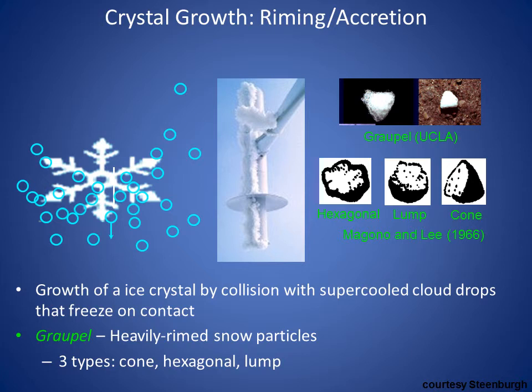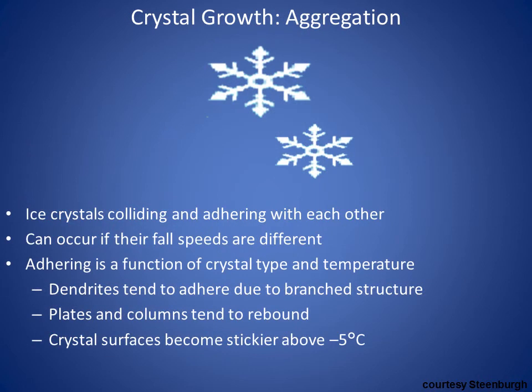In heavy riming situations, the ice crystal habit or identity may be lost and may be converted to a snow pellet or graupel. Graupel is shown in some of the images on this diagram. It typically has 3 types: cone, hexagonal, or lump. Finally, the last crystal growth mechanism is aggregation.